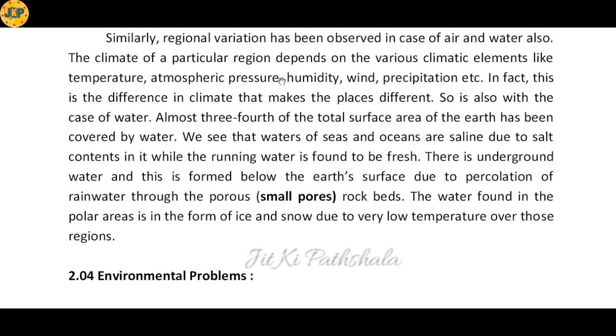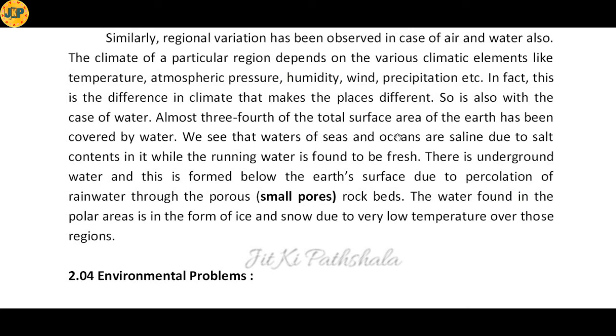The climate of a particular region depends on various climatic elements like temperature, atmospheric pressure, humidity, wind, precipitation, etc. From this line we can say that the climate of a place mainly depends on elements like temperature, atmospheric pressure, humidity, wind and precipitation. It is the difference in climate that makes places different. In real sense, it is the climate that makes two environments different from each other. So it is also with the case of water.